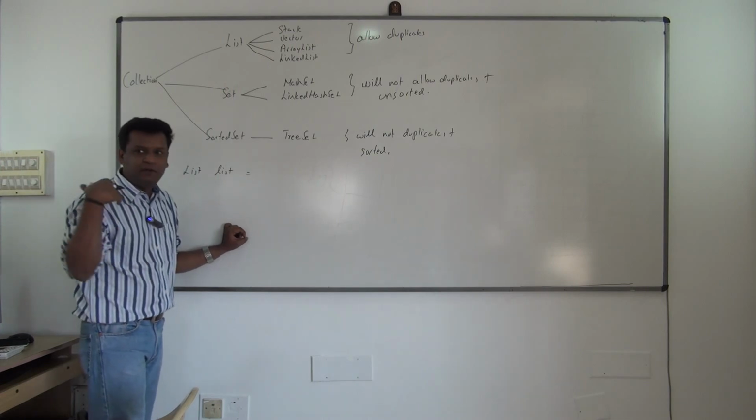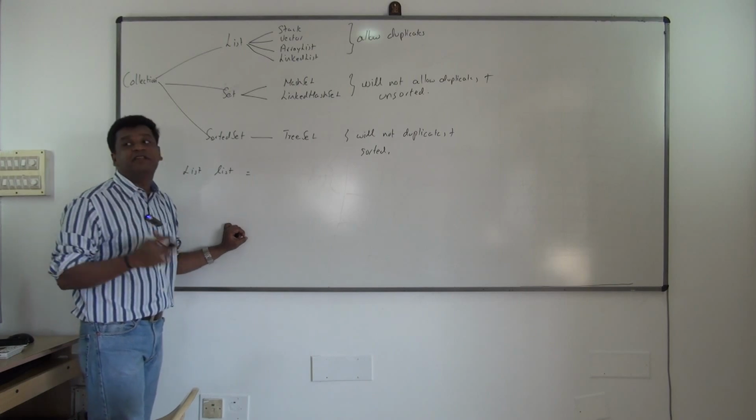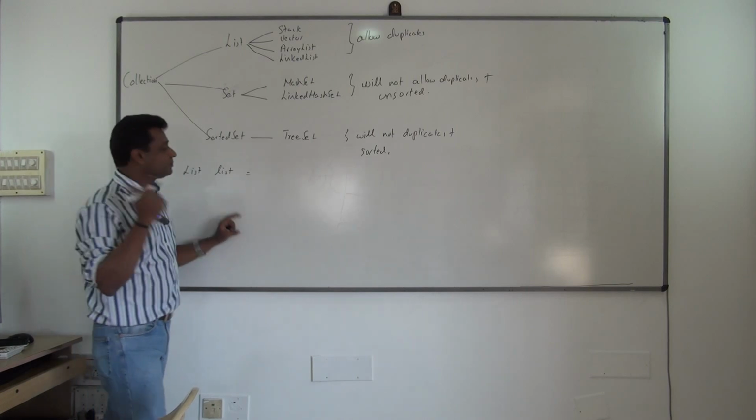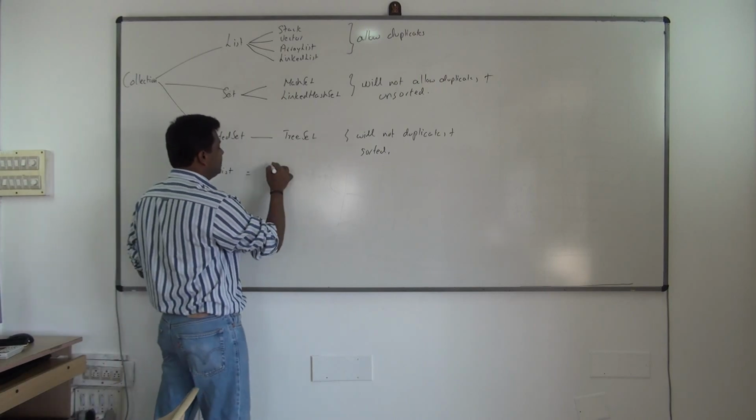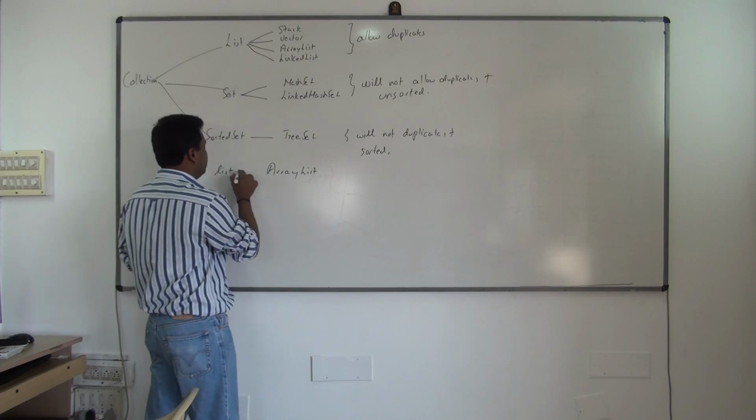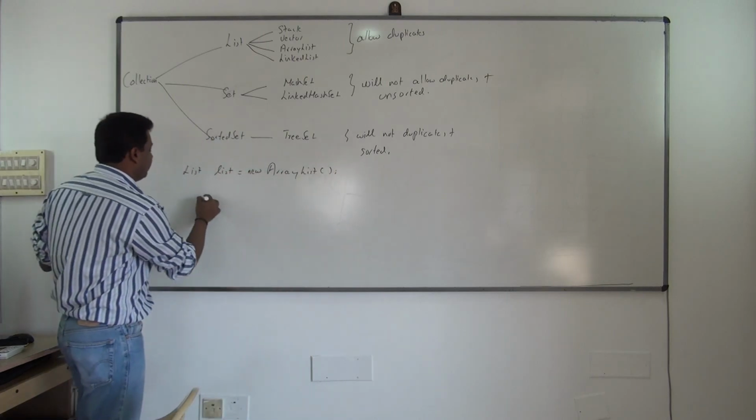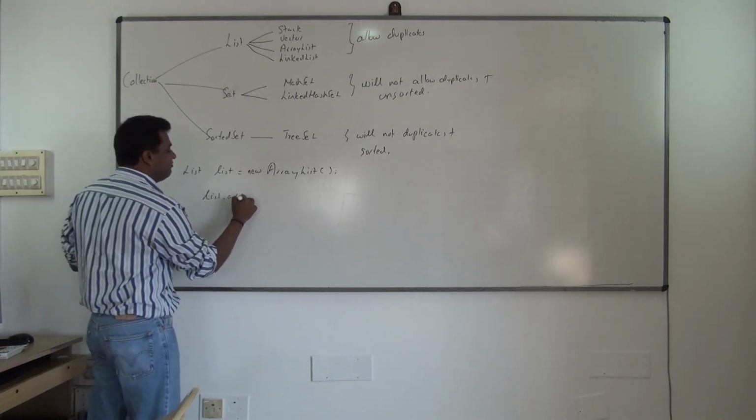Now, the implementation has already been done. That facility is there for you. You just have to use it. On top of that, they are giving you the support of what? Dynamic polymorphism. List is equal to ArrayList. And you can fill all your values. List dot add, and you can fill all the values.